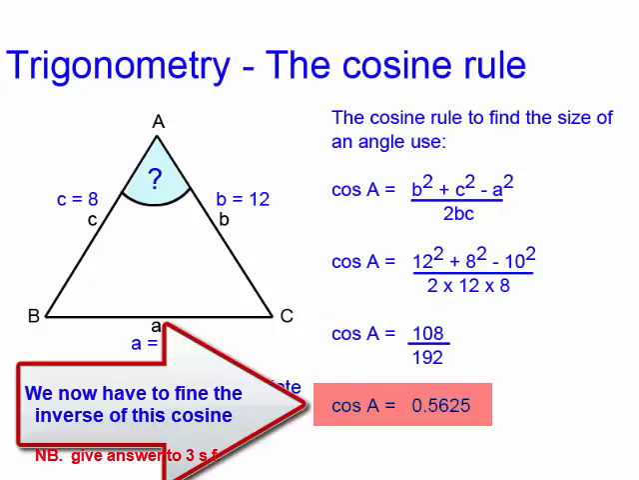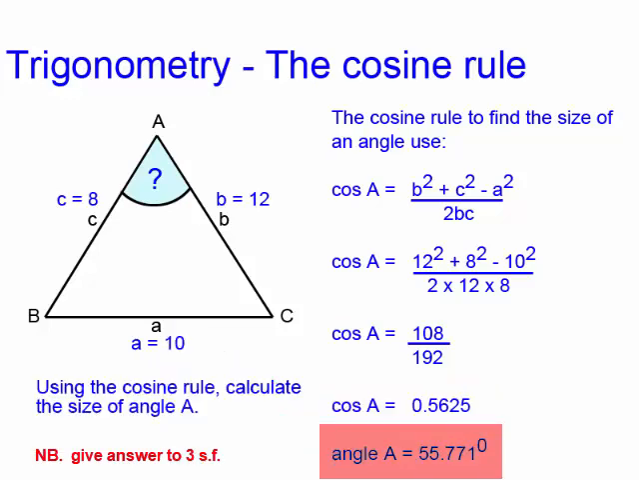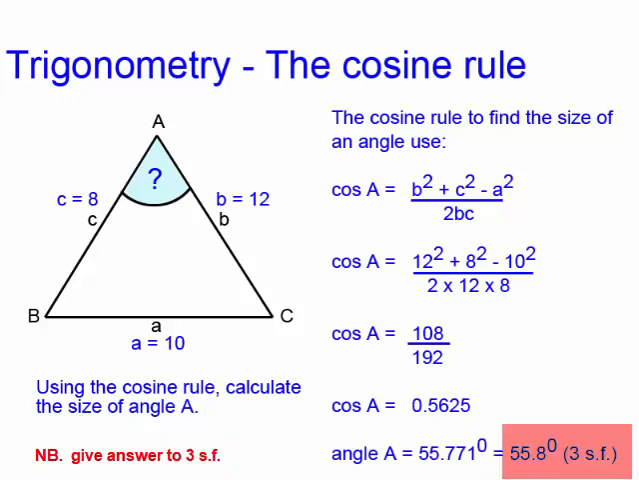0.5625. Now this is the cosine of the angle. Using our calculator, we have to find the inverse cosine of this value, and this gives us an angle of 55.771 degrees. Again, we have to give an answer to three significant figures, so this gives us the size of the angle A as 55.8 degrees.